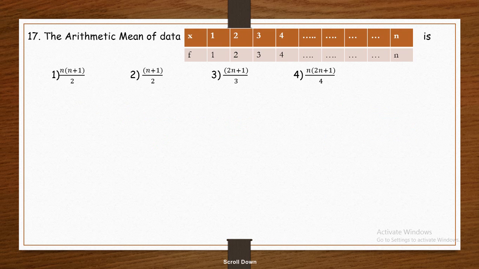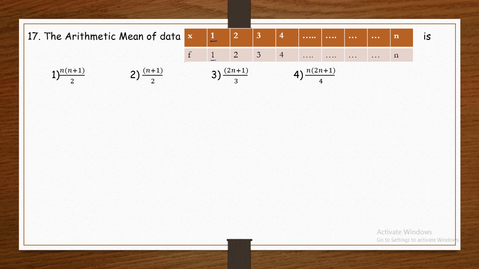Next, moving on to question number 17, the arithmetic mean of the data. Here if you observe, this is observation 1 and it is repeated one time, so frequency is given. This is nothing but what we call discrete frequency distributed data, right? So 1 is repeated one time, 2 is repeated 2 times, 3 is repeated 3 times, 4 is repeated 4 times, and so on. N is repeated n times.